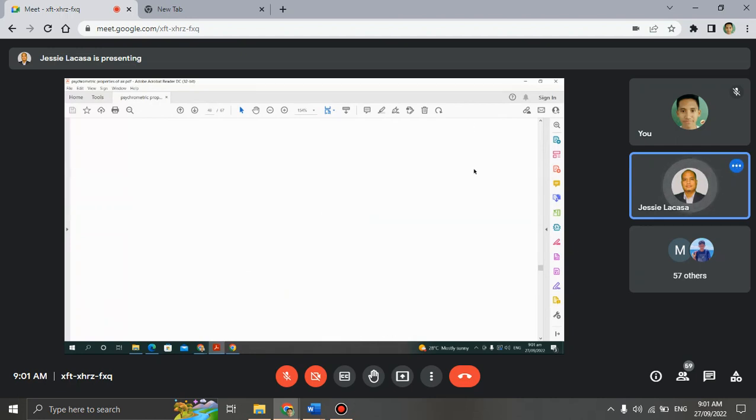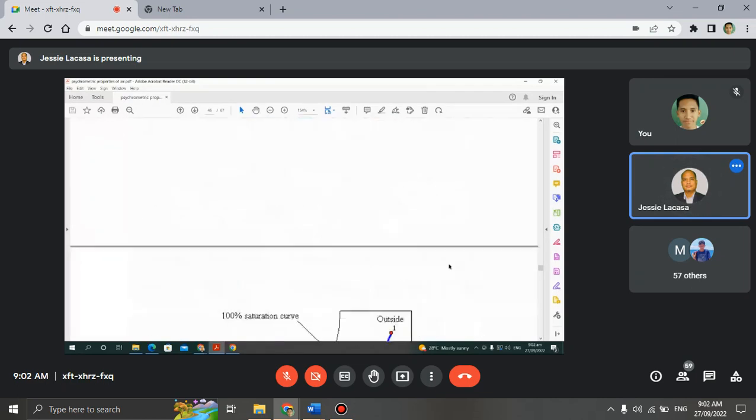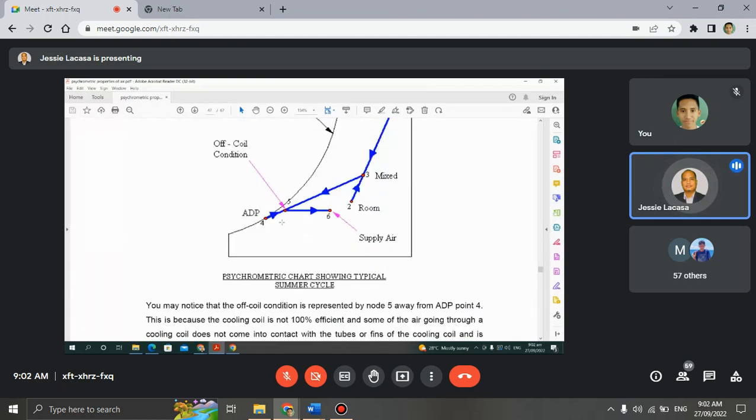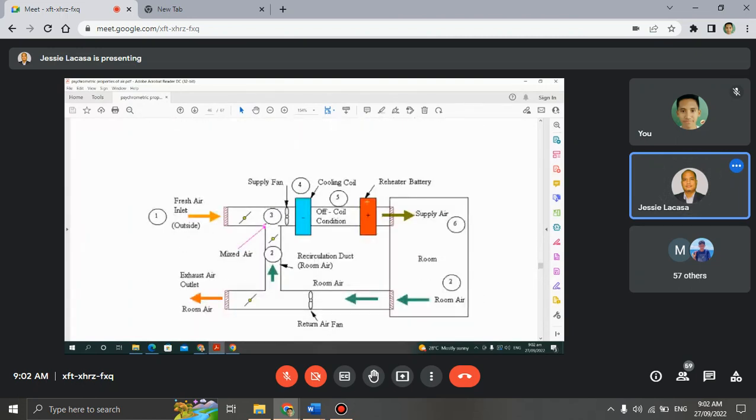So sa 5, no, ang resulting niya kani sa 5, taas na pud ang iyang temperature, no? Kay ma-mix man na siya. Then as well as the humidity. So muna ni the off coil condition. Then imo na siyang i-supply sa 6. Muna na yung supply. Supply sa 6.